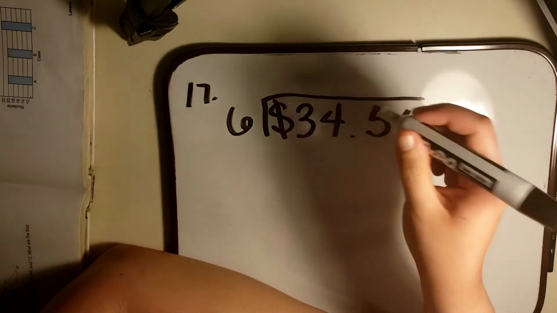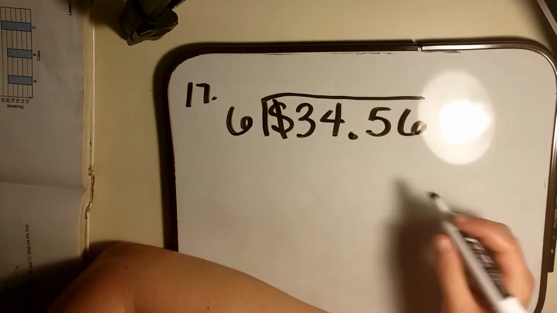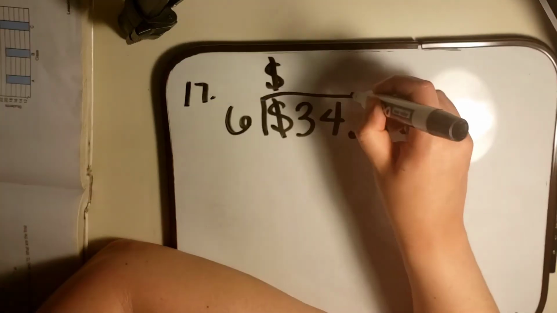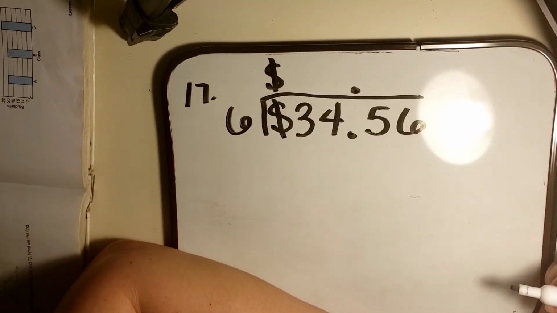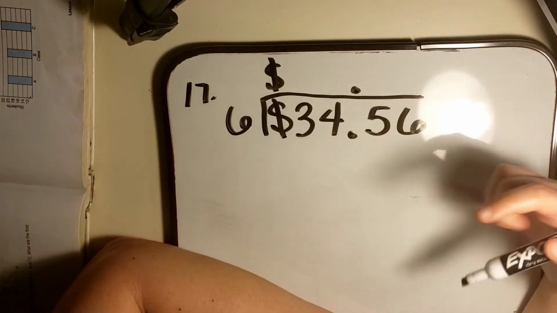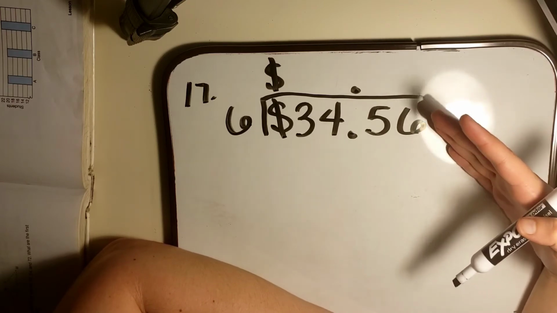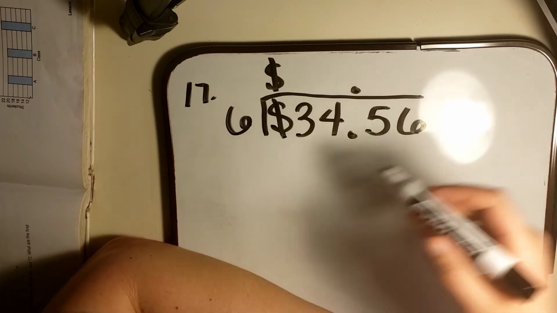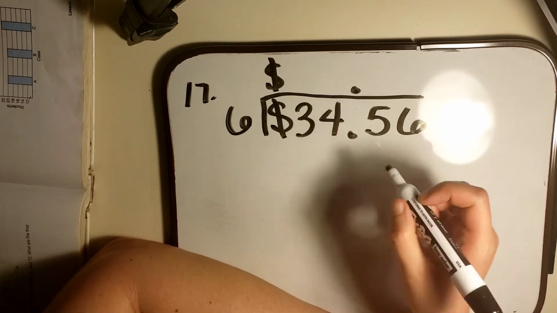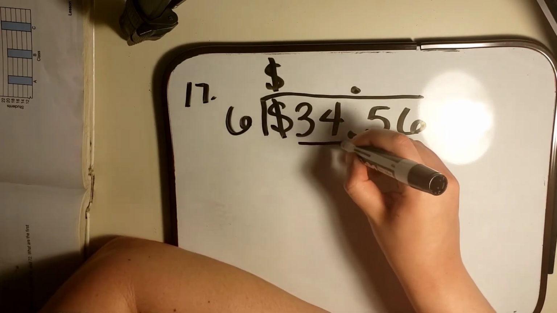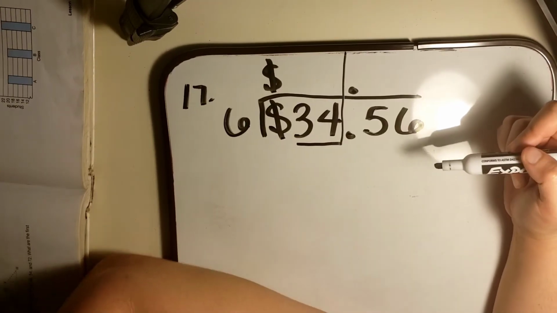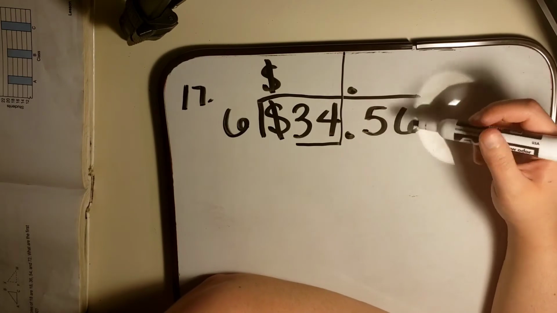$34.56. So with money, the first thing I do is I put my $ sign and my decimal up here first, because those are going to stay with this answer no matter what. No matter what our answer is, we need to have the money and the decimal in the correct position. Now, 6 can't go into 3, but it can go into 34. And I'm just going to do this so I can keep better track of where my digits are going.